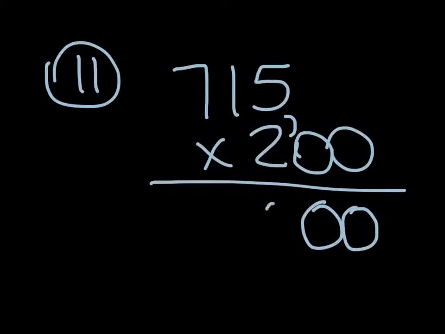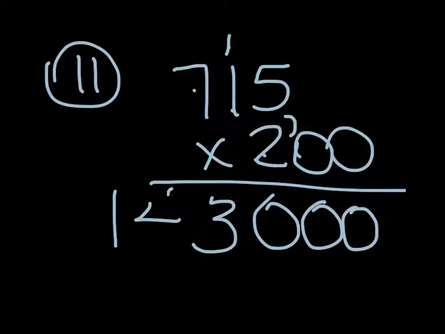2 times 5 is 10. 2 times 1 is 2, plus 1 is 3. 2 times 7 is 14.